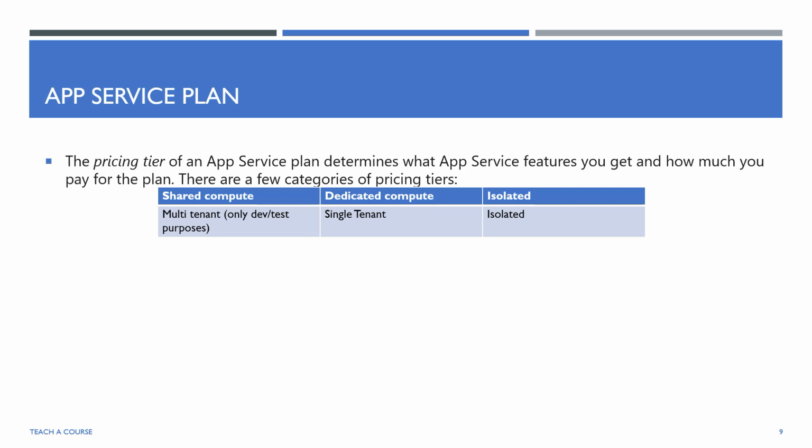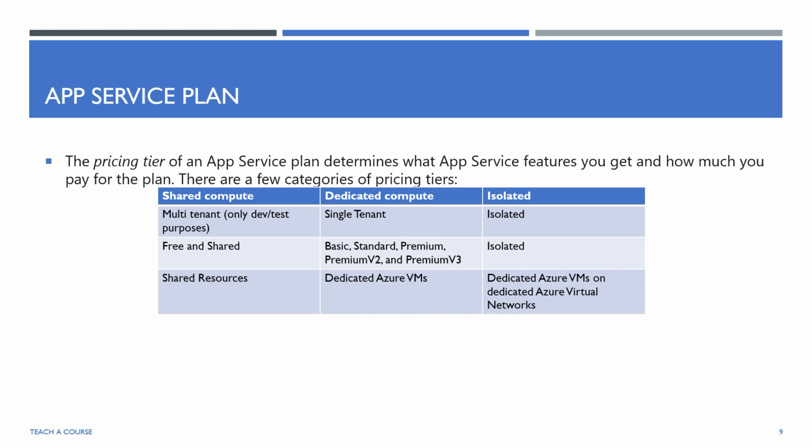You have single tenant, which is dedicated VMs for dedicated compute. Here we have all those from shared to premium workloads. And isolated, of course, is totally isolated network wise and compute wise. The most powerful pricing tier is isolated. So these are the different tiers that are available, and when we see the demo, we can see the different instance types available for each of these tiers.